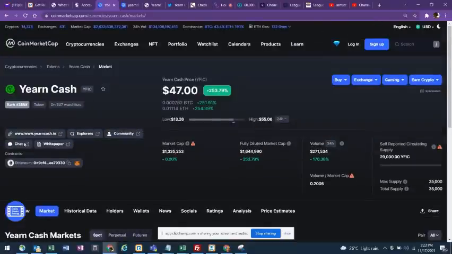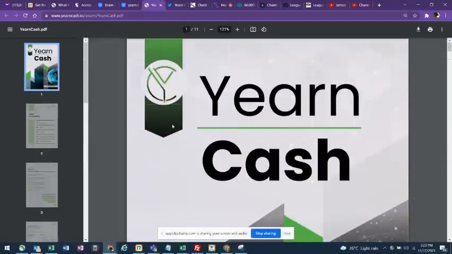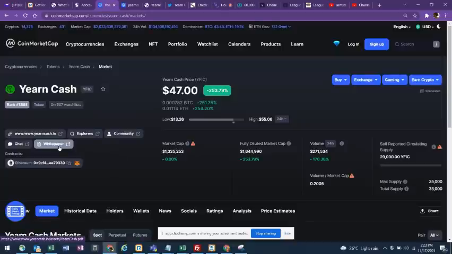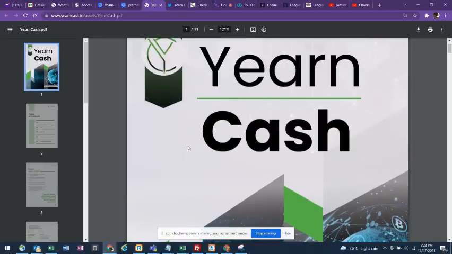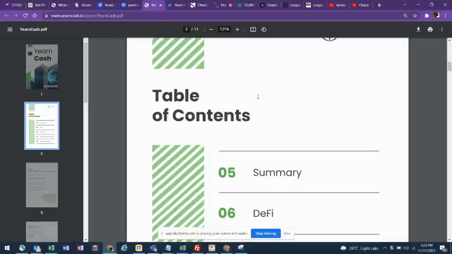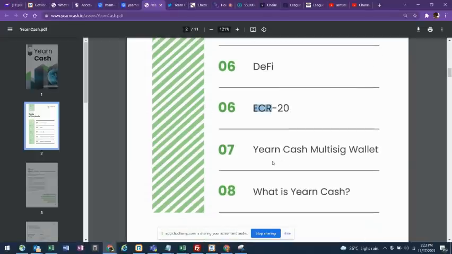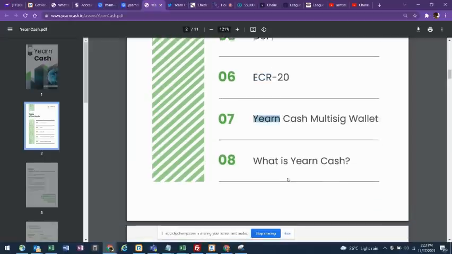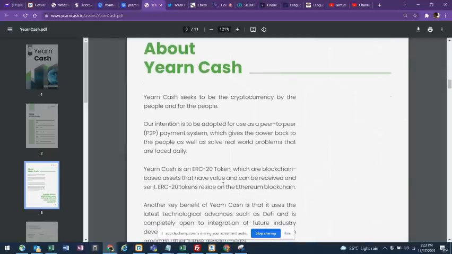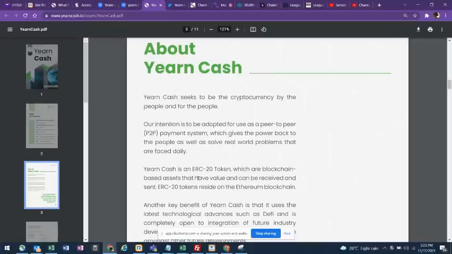Let's go for the white paper. Basically this is the white paper, located on CoinMarketCap, so you can review what the coin is, what it does, and what the use case is. In the table of contents we have summary, DeFi, ERC20, because it's an Ethereum-based coin, the Yearn Cash multi-sig wallet, and what is Yearn Cash. It is quite lengthy, guys. If you want to read more about this stuff, go to the link I will put in the description below and read it.